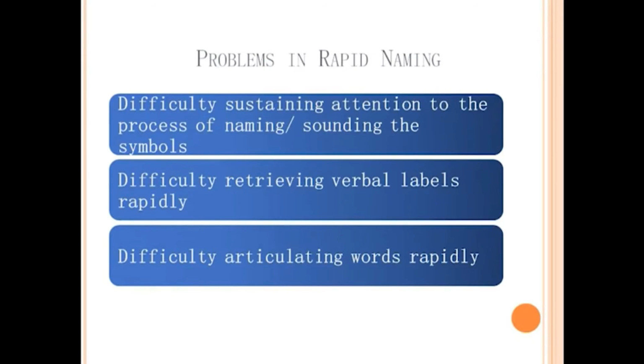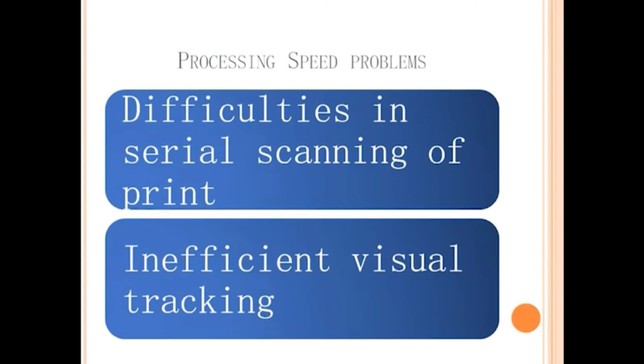A child with dyslexia will often have problems in rapid naming. Since this will be discussed at greater length in a later section, I'm just going to touch upon this briefly. Problems in rapid naming will show up in a difficulty sustaining attention to the process of naming or sounding symbols, a difficulty retrieving verbal labels rapidly, and a difficulty articulating words rapidly.